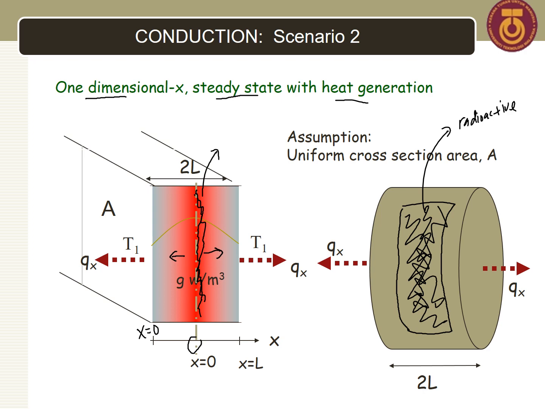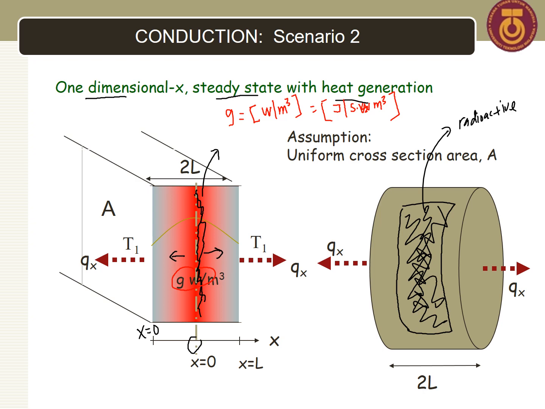As you can see here, the heat is generated at this rate. The heat generation rate is G. The unit of heat generation rate is watt per meter cube, or joule per second per meter cube.